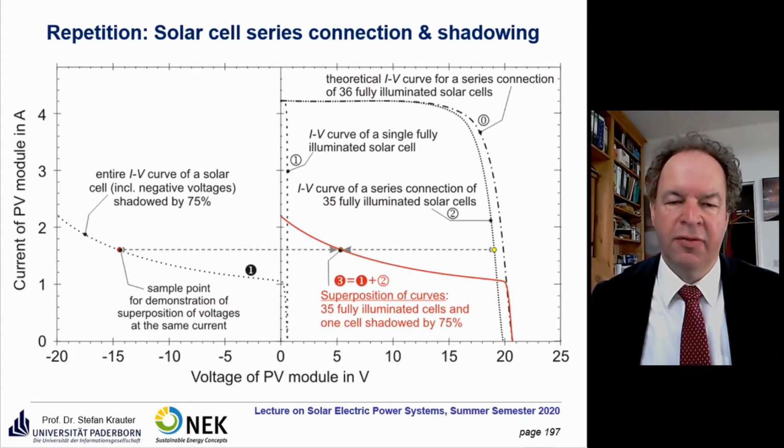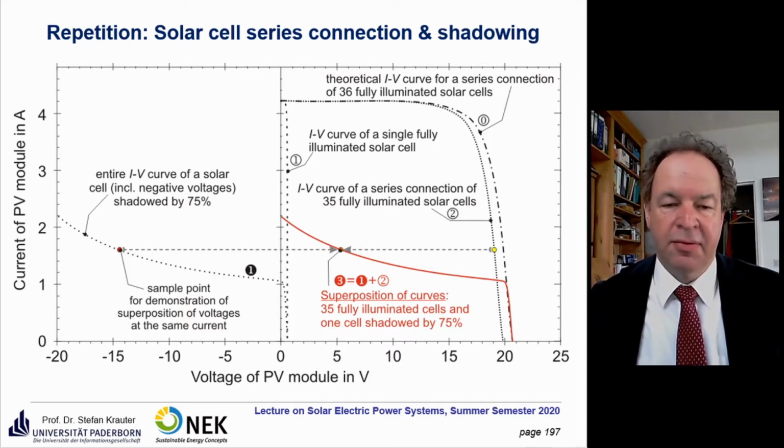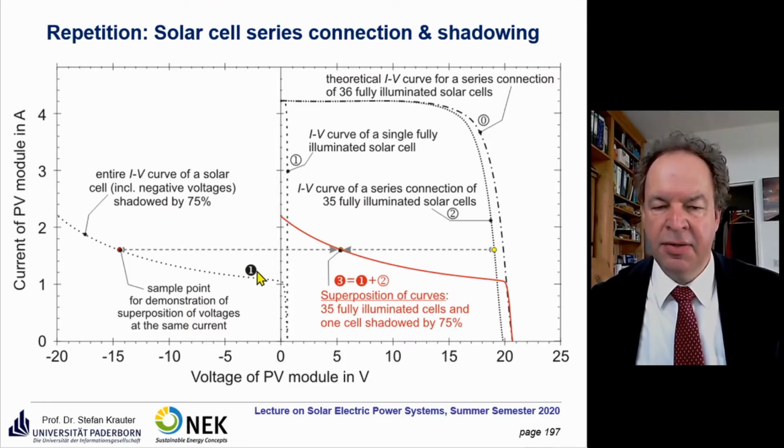Just a repetition from last lecture. It was rather extensive. So this is the effect of a shaded cell. Here in black, the number 1 is a curve of a shaded cell. And this is a curve of a fully illuminated cell. And number 2 is the series connection of 35 fully illuminated cells. So you add up this, and theoretically, if number 1 would be fully illuminated, then all 36 cells would create that IV curve.